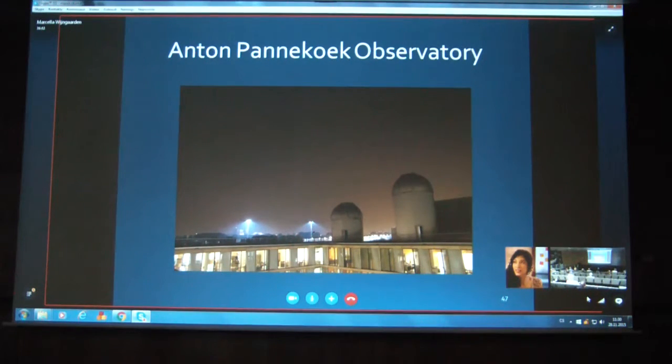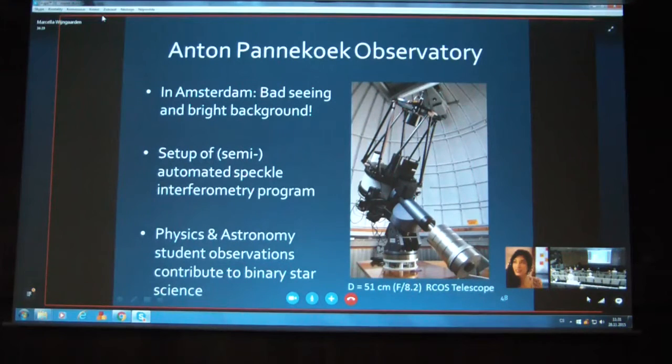It is really to encourage you, because if we are able to do good quality Speckle Interferometry observations, binary star observations, at such a bad site, then if we can do it here, you will probably have better conditions in another place, so you can definitely use this technique. So yes, as I said, we have bad seeing and a very bright background.